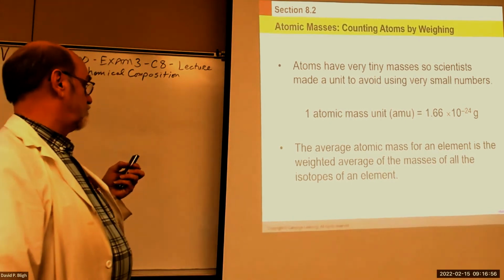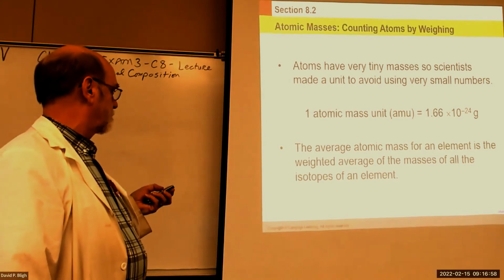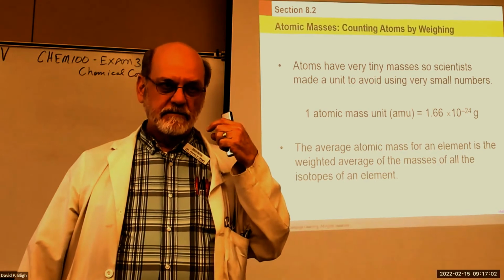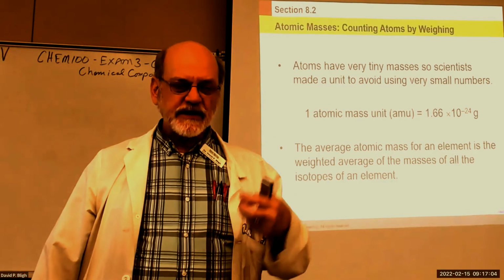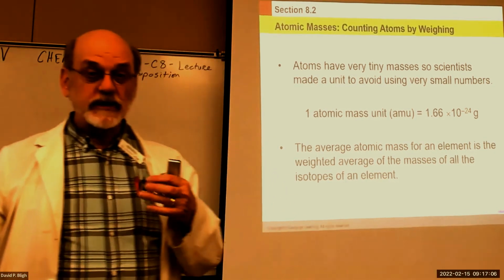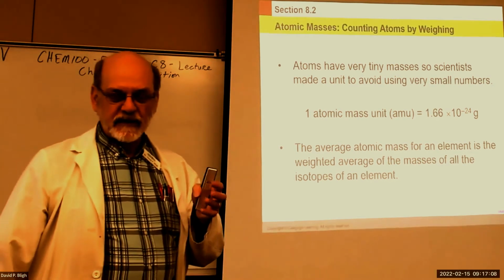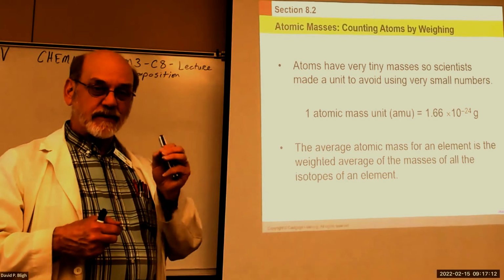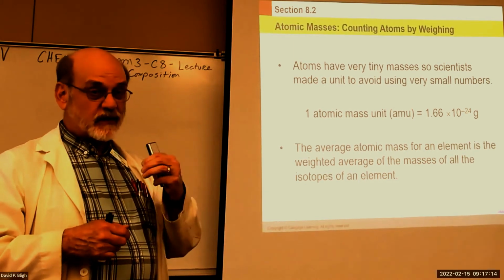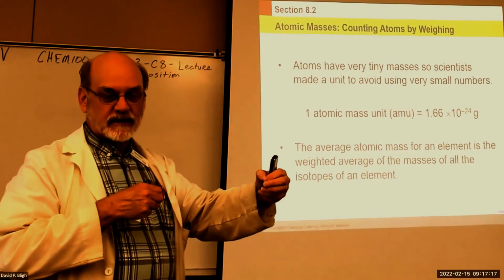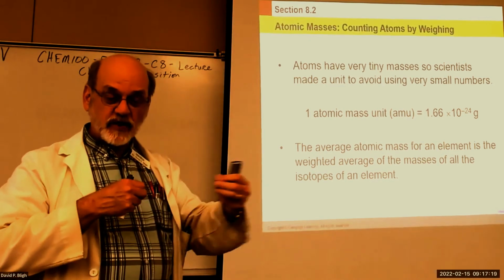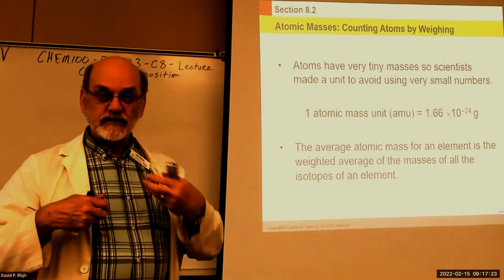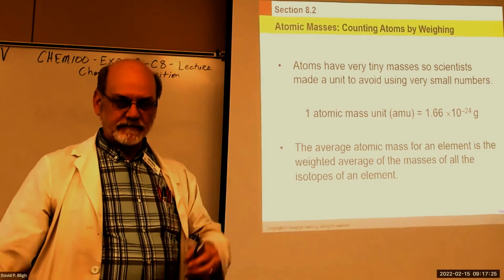Now, we've discussed isotopes now, so we know what an isotope is. It's the same element, but it has different numbers of neutrons. That means each atom doesn't necessarily weigh the same as the next atom. If it's a different isotope, if it has more neutrons or fewer neutrons, then it's going to have a different mass per atom.